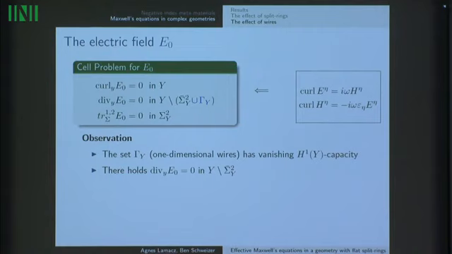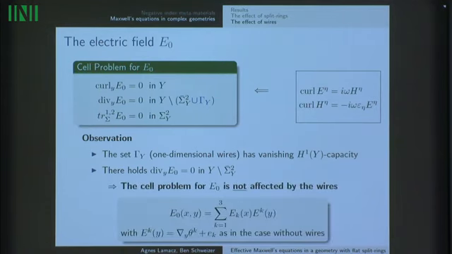For instance, this divergence-free condition, which is a priori only valid outside the rings and the wires, is equivalent to saying that the divergence vanishes outside the ring only. The wires have a so-called vanishing H1 capacity, so they are not visible in the PDEs. In particular, we obtain exactly the same characterization of E0 as a linear combination of our basis solutions, which are exactly the same as before.